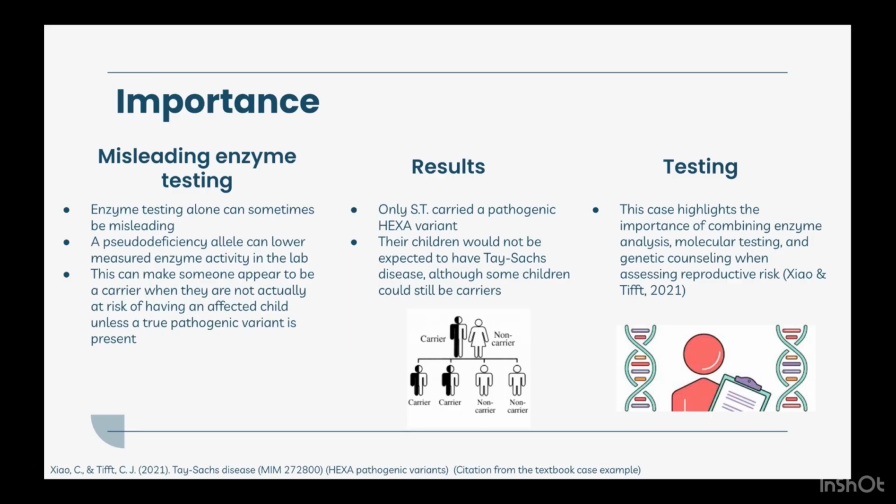So for this couple's results, as we talked about, ST is the pathogenic HEXA variant carrier. So this does mean that their children would not be expected to have Tay Sachs disease, although some of them could be carriers. In the bottom picture, as you can see, it says the carrier is male, although in our situation it is female, but it does show that their children will have a 50% chance of inheriting carrier status or a 50% chance of being non-carriers for Tay Sachs disease.